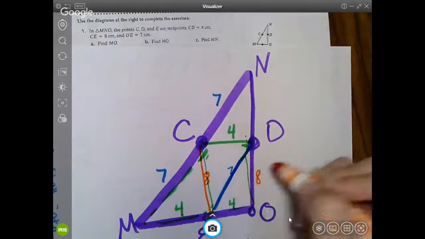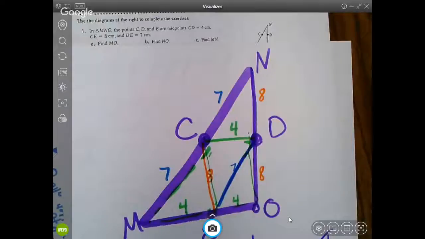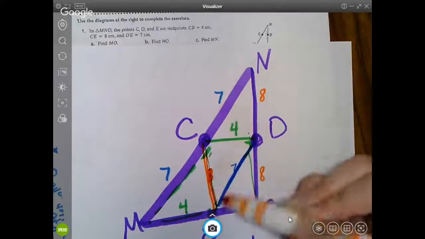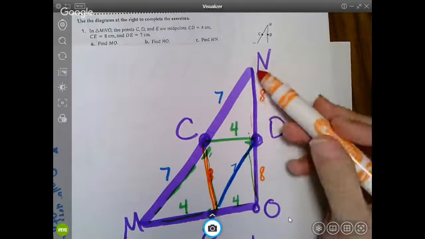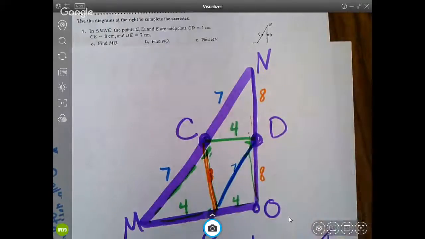And then these are also 8. So now that I filled out my triangle, these are 8 because here's 8 here. So this is the side that it's not touching. This is the parallel side. So each of these pieces on the parallel side are 8.